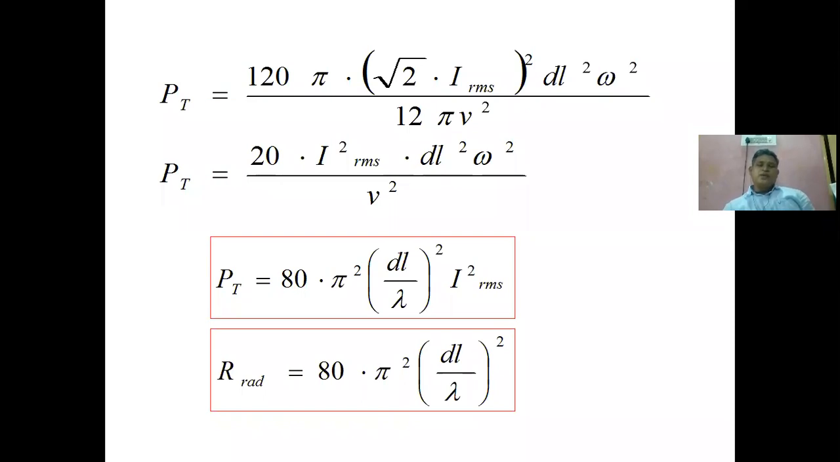If you bring this f down, V by f whole square, V by f is lambda, so that is lambda square. Therefore 4 pi into 20 gives 80 pi square, into DL by lambda whole square into IRMS square. Do you understand how we are getting this from this equation here?